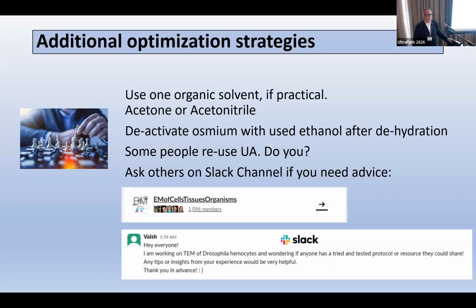And go to the Slack channel. I'm not sure if everyone knows about that, but Slack is an online destination. People can go, and there's one called EM of Cells, Tissues, and Organisms. So if you're not on there already, you either go there yourself or contact me and I can send you an invitation link.